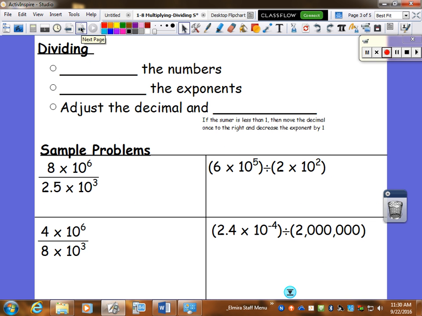All right, dividing. Again, the shortcut would be first to divide the numbers. So that means 8 divided by 2.5.